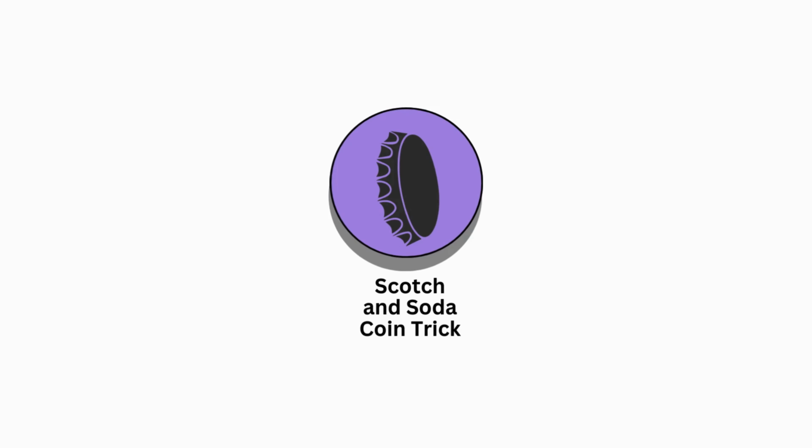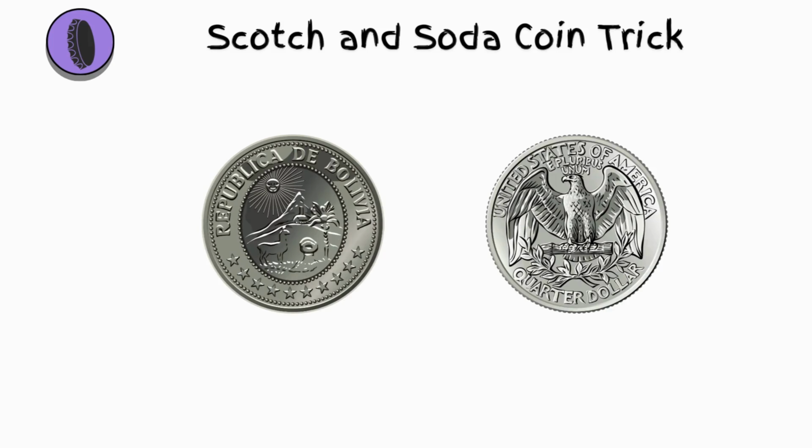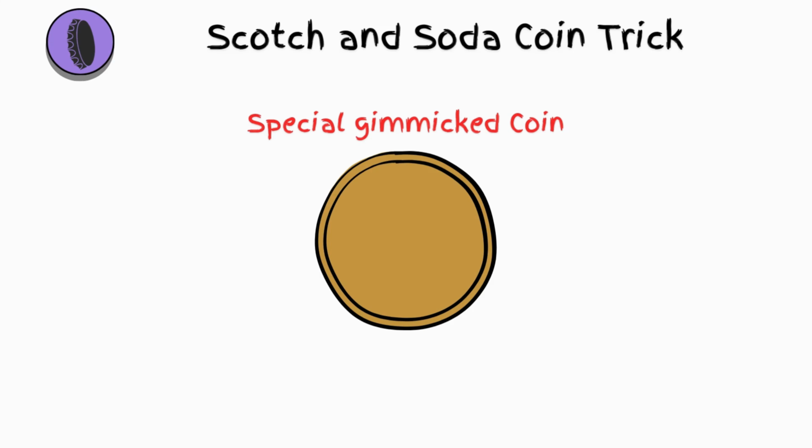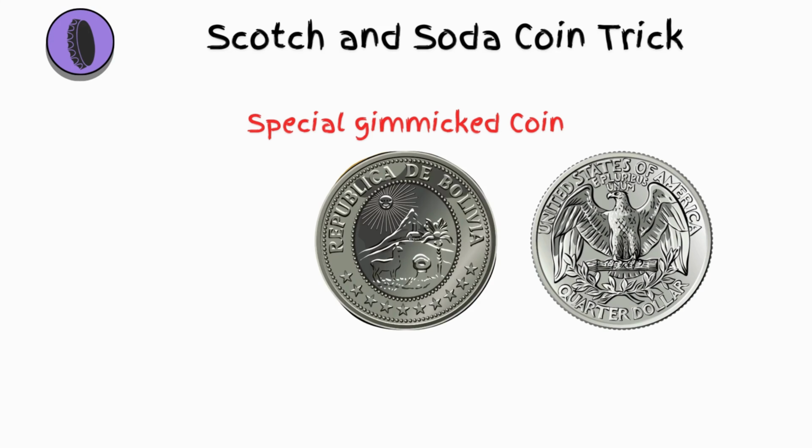Scotch and soda coin trick. In this trick, the magician shows a Mexican centavo and an American half-dollar, then makes the half-dollar disappear. This effect is achieved using a specialized coin that has a hidden magnetic feature, allowing one coin to stick to another.